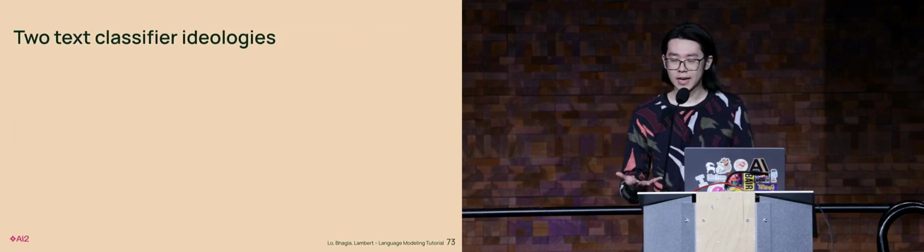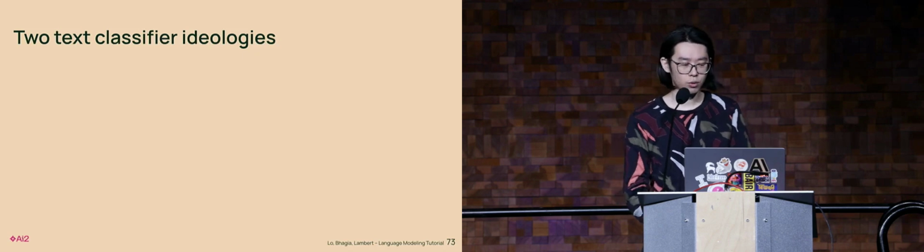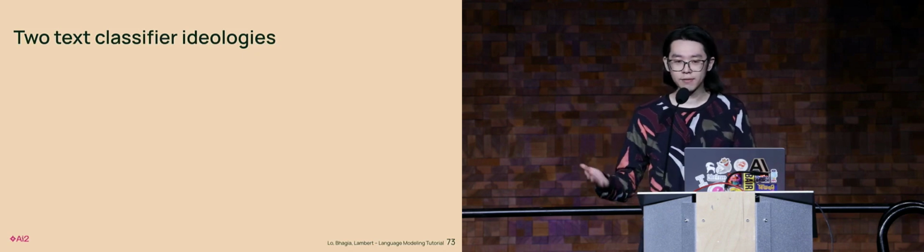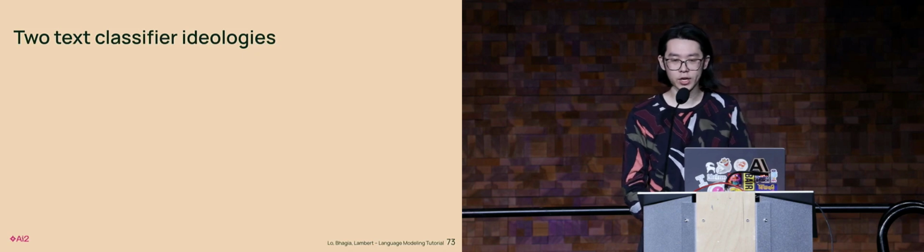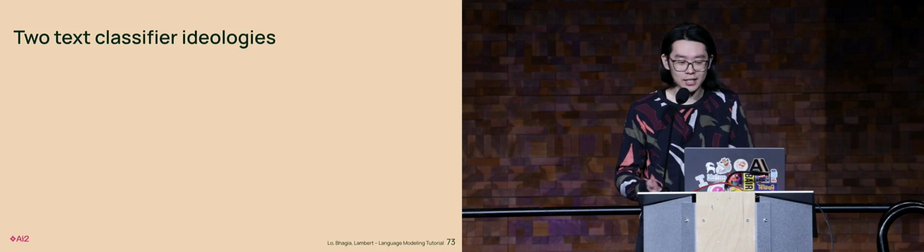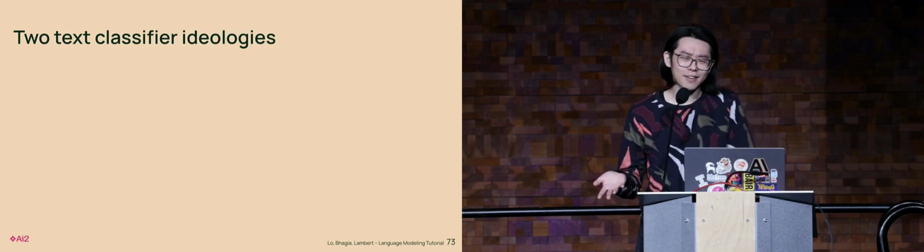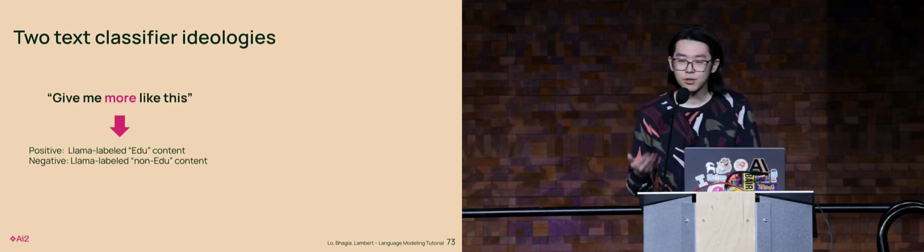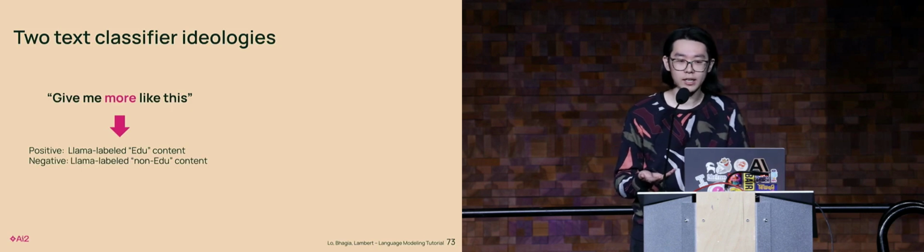When we think about training these fast text classifiers, text classification 101, we have to define what is positive and negative to train our classifier. So we can think about positive as good stuff that we want to select, and the negative as bad stuff that we want to throw out. But actually, there's two different ideologies for defining these quality classifiers.